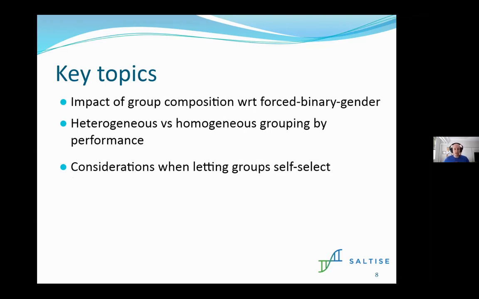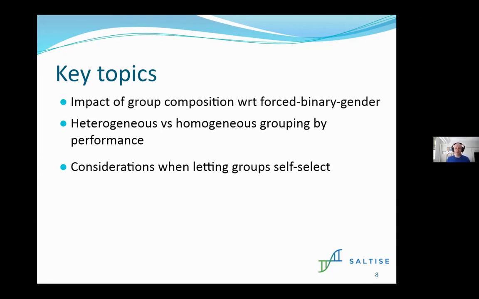So some of the key topics I want to talk about are the impact of the group composition, something that is fairly visible and something we worry about, which is the group composition with respect to forced binary gender. And I'm saying forced binary gender because at our institution, the data that we have are the forced binary gender that students identify when they registered for the university. I'm also going to talk about heterogeneous versus homogeneous grouping, specifically with respect to student performance.